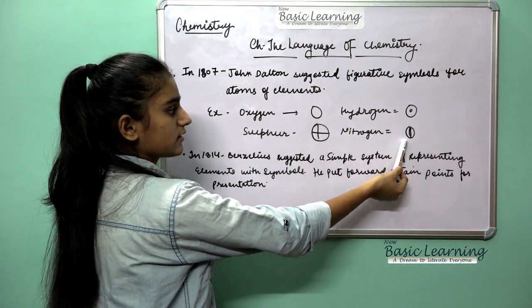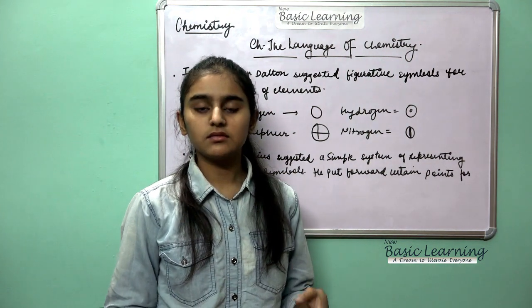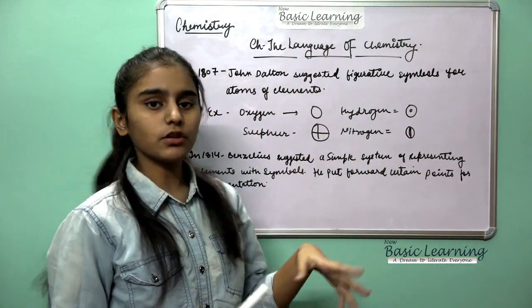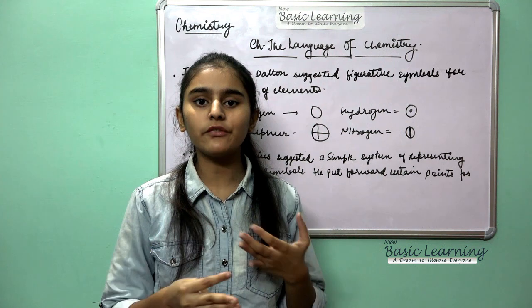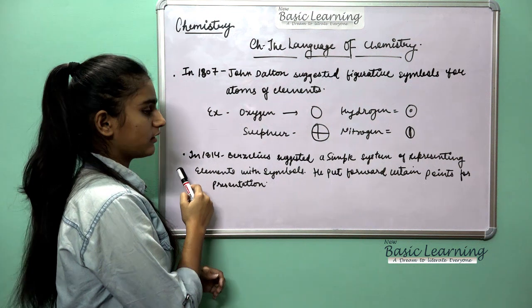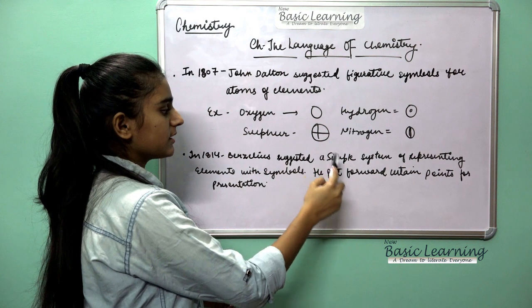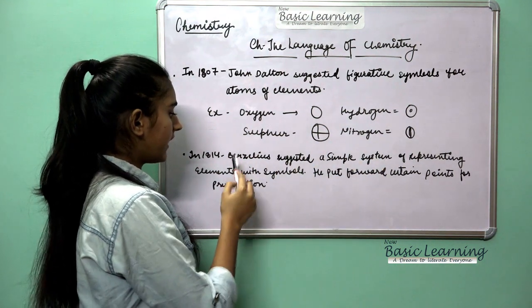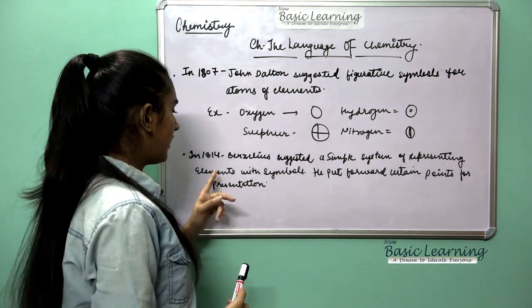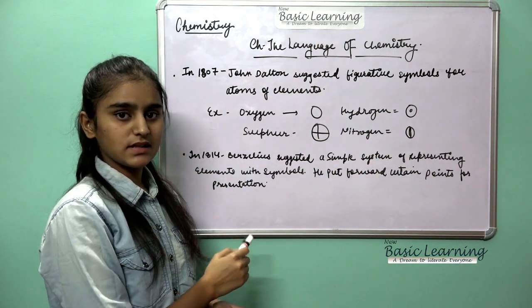Nitrogen, this. Hydrogen, this. But later, it became very difficult to figure out all the symbols because the number of elements increased. So in 1814, Berzelius suggested a simple system of representing elements, or atoms, with symbols. He put forward certain points for presentation.